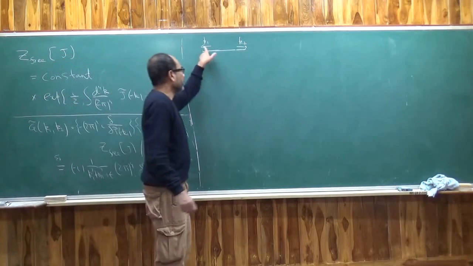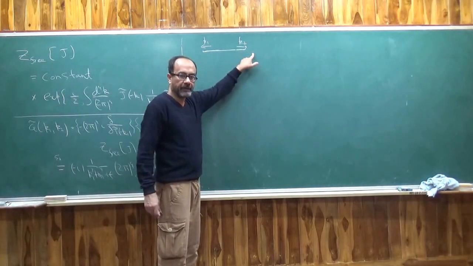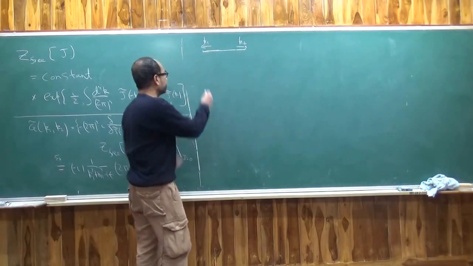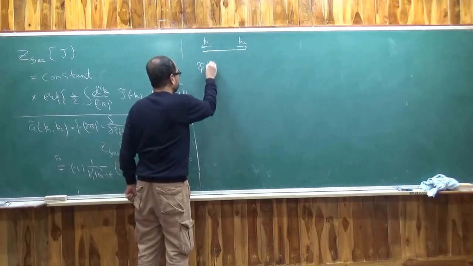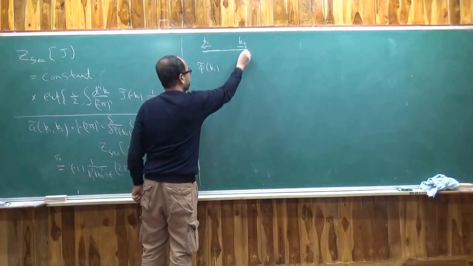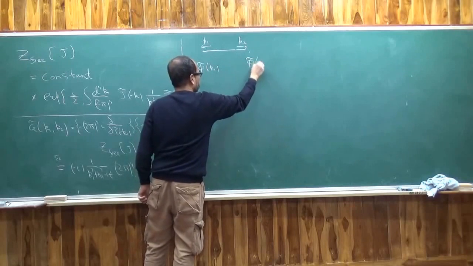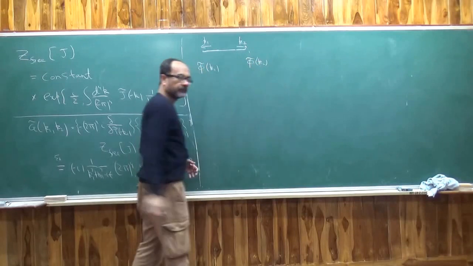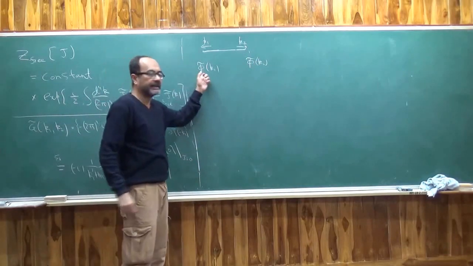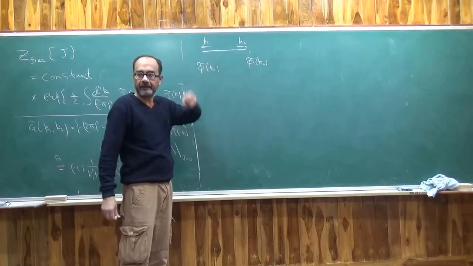I'll denote the arrows towards the vertex. If the arrow is towards the vertex, it means that you have inserted a phi tilde of k1. Here you have inserted a phi tilde of k2. So the 2-point Green's function of phi tilde k1, phi tilde k2 is this one.